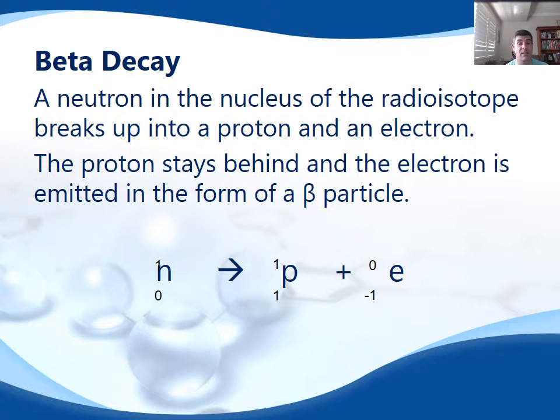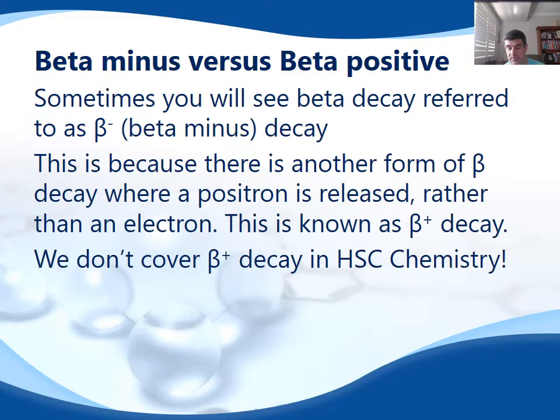And this is basically just a consequence, as I said, of the fact that the nucleus, generally speaking, will have too many neutrons to protons. So we reduce the number of neutrons by 1, we increase the number of protons by 1, and hence we get a change in the stability of that nucleus.